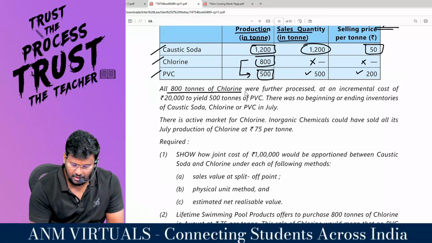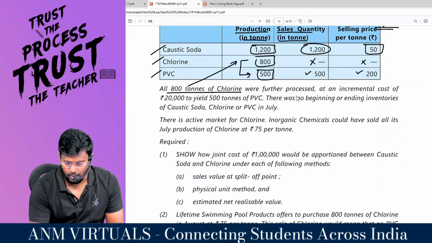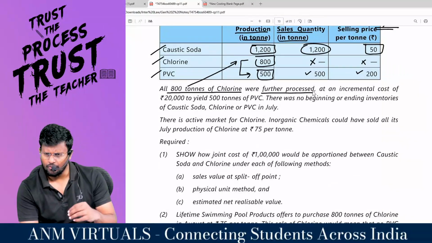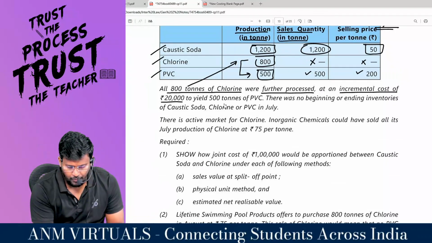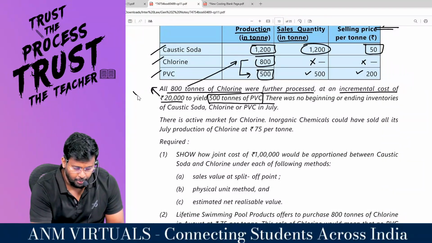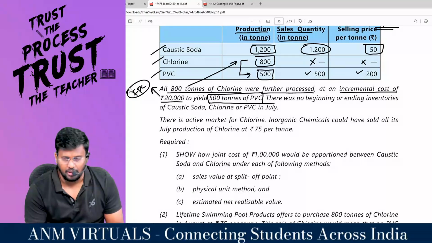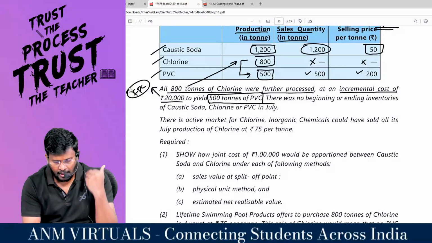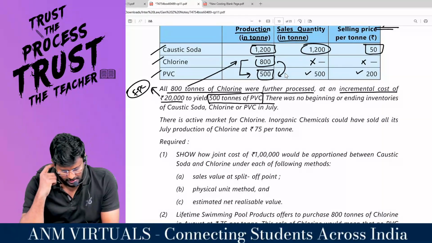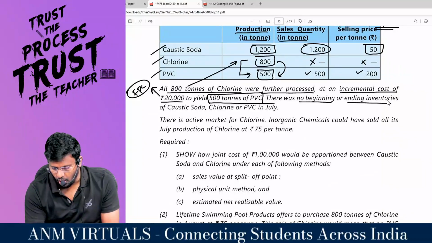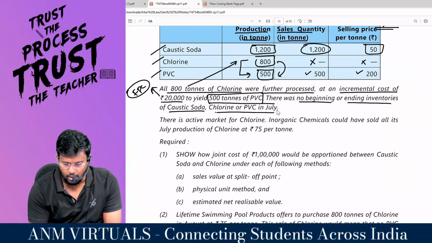All 800 tons of chlorine were further processed at an incremental cost of 20,000 to yield 500 tons of PVC. So the further processing cost is 20,000. And 800 tons has been converted into 500 tons of PVC. There was no beginning or ending inventory of caustic soda, chlorine or PVC in July.